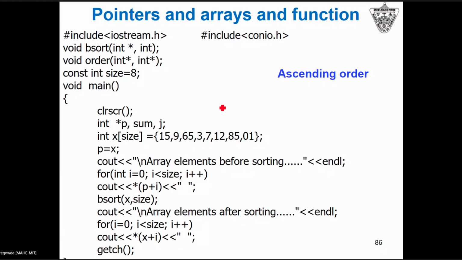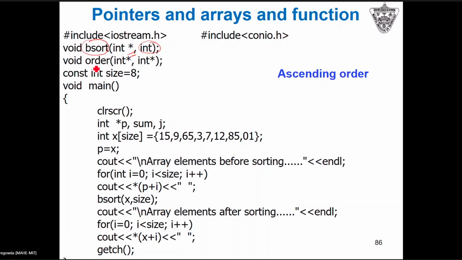Pointers, arrays and functions. This is an example which is used to pass arrays to a function by using a pointer. This is the program which is used to sort the elements in ascending order. Void bsort, I mean bubble sort. I'm going to use bubble sort here. This is the name of the function. It takes int star, meaning the pointer you are going to pass, as well as the size of the array.